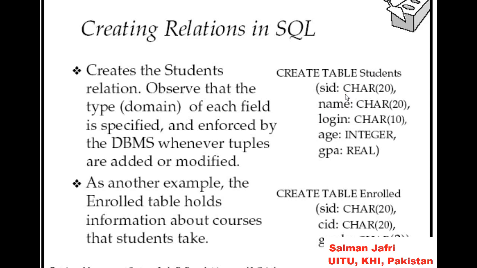It's important information. Whenever we are adding data or modifying the data in this relation, the name is students, these constraints would definitely be looked at and enforced by the DBMS. As another example, the enroll table holds the information about courses that students take. So we have this create table, the name of the table is enrolled. Again, SID is character, 20 characters. Course ID is again 20 characters, and grade is of 2 characters.